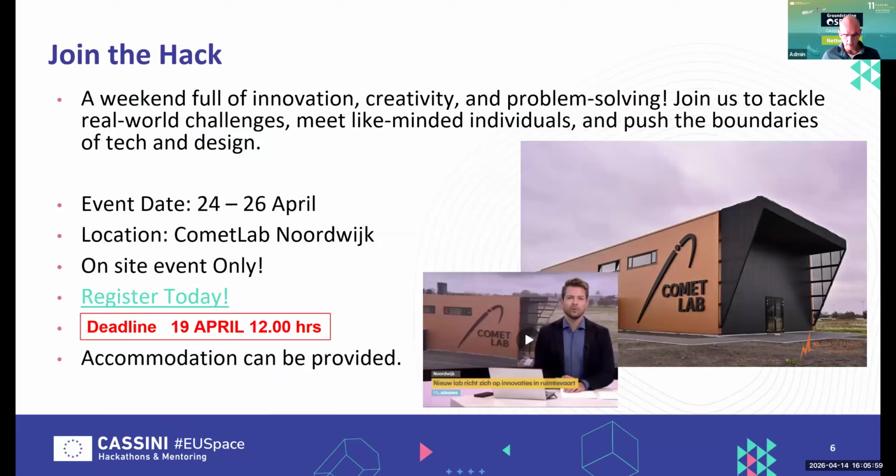So the hackathon will take place at the Space Campus in Noordwijk, and it is an on-site event only. So be aware that your team has to be on-site. The registration deadline is the 19th of April at noon. So please invite your teams and other people who have an interest to secure their spot before this deadline. And for those who don't live in the vicinity and neighborhood of the Comet Lab, we can provide some accommodation, but you have to let us know in advance.